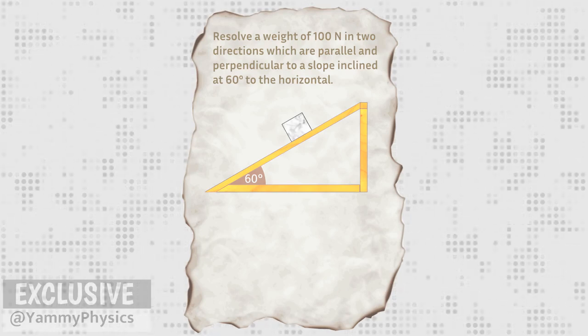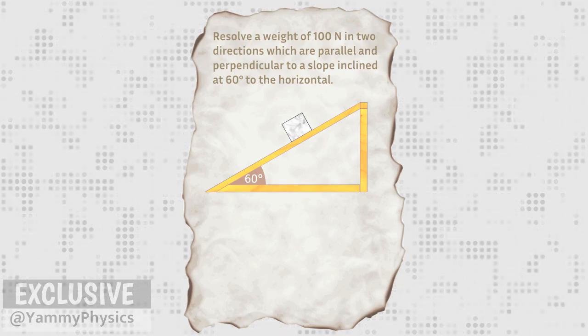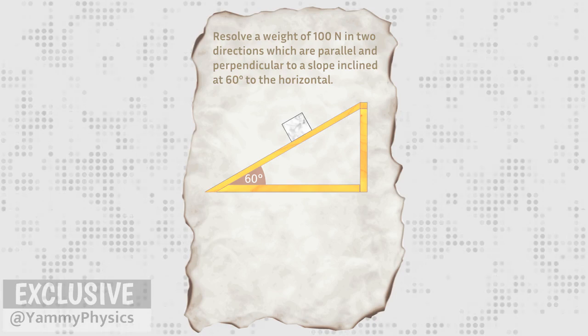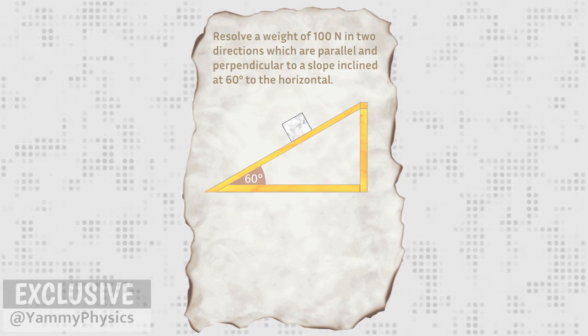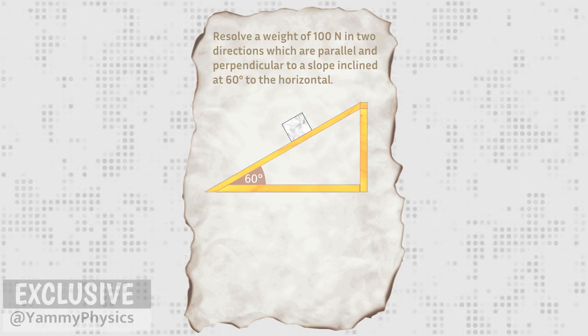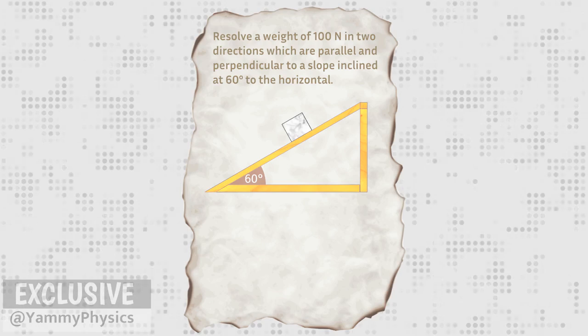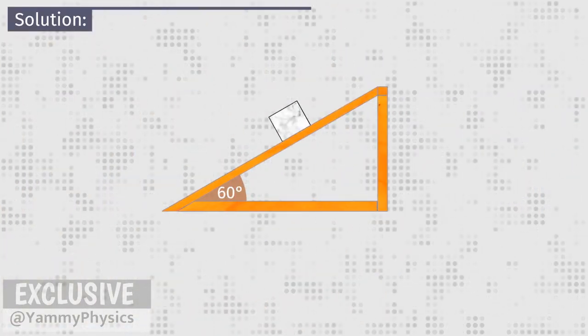The question on this screen is about component vectors. A block with a certain weight is on an inclined surface. We are asked to decompose the weight vector into two directions, one parallel and the other perpendicular to the inclined surface. Let's answer this question easily.